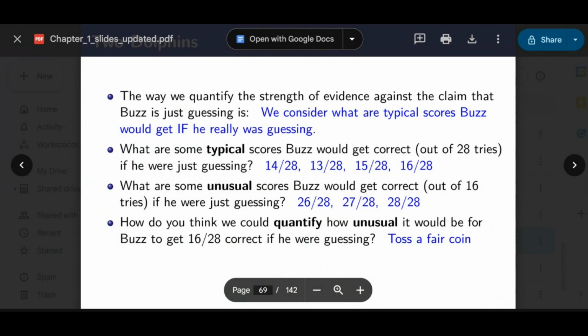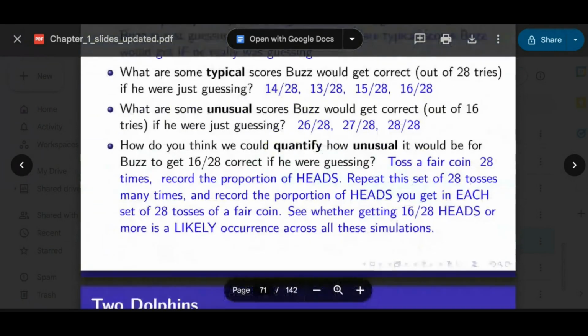So how can we quantify? You toss a fair coin. Why is the coin still fair? Because there are still two options. It's still two buttons. It's still a true false test. You toss a fair coin, but how many times? 28 times. And then in all these, you record how many heads you get, and you see whether getting 16 out of 28 is rare.